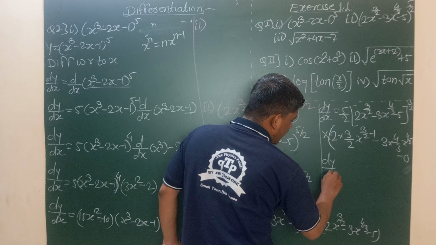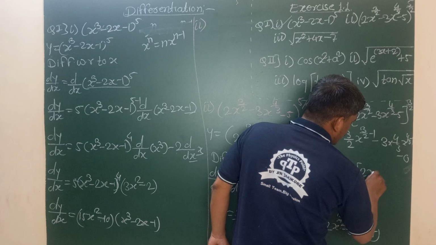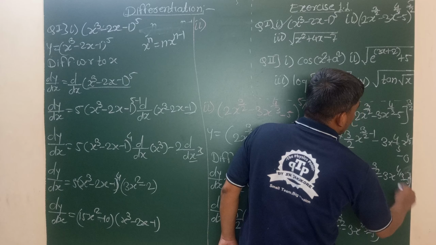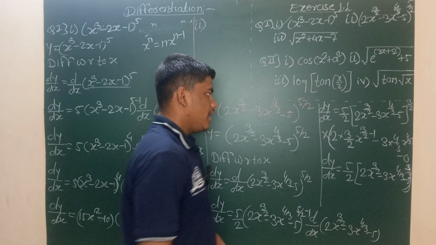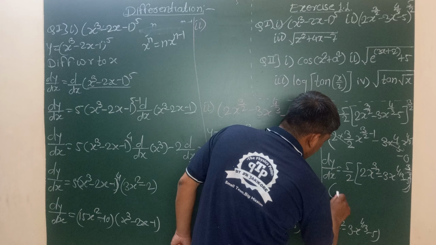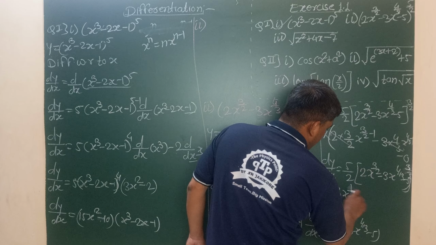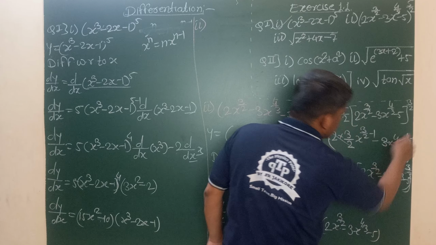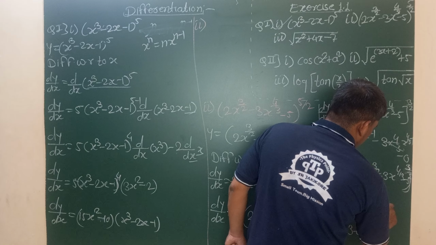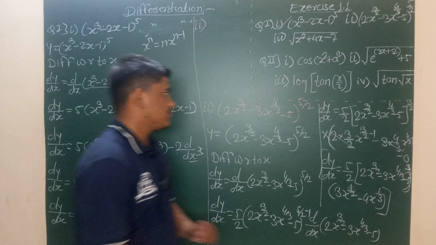Almost done. dy by dx is equal to 5 by 2 into (2x raised to 3 by 2 minus 3x raised to 4 by 3 minus 5) whole bracket raised to 3 by 2 into, here the 2 gets cancelled, the 3 gets cancelled, that means 3x raised to 3 by 2 minus 1, that is 1 by 2, minus 4 into x raised to 4 by 3 minus 1, that is 1 by 3, minus 0 as it is. This is the final answer of that question.